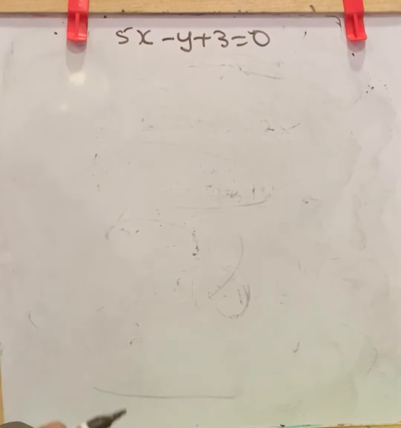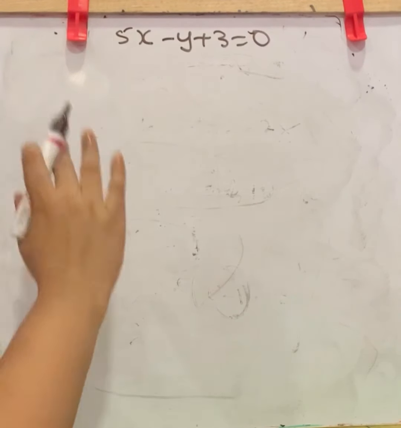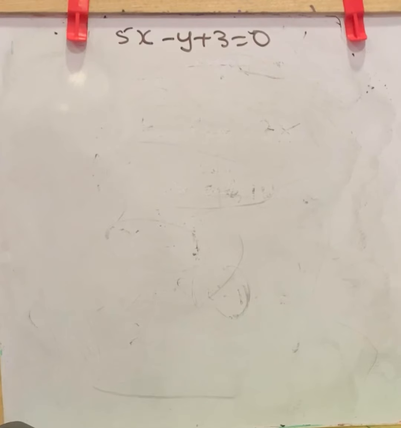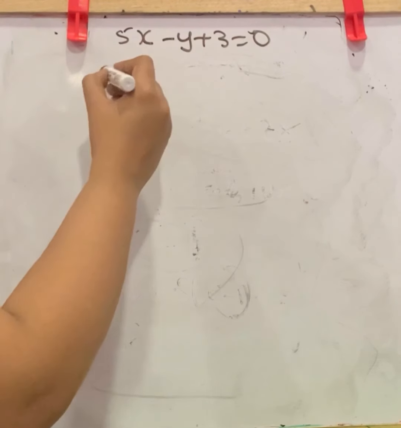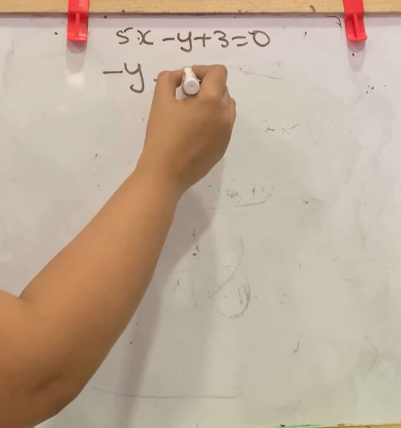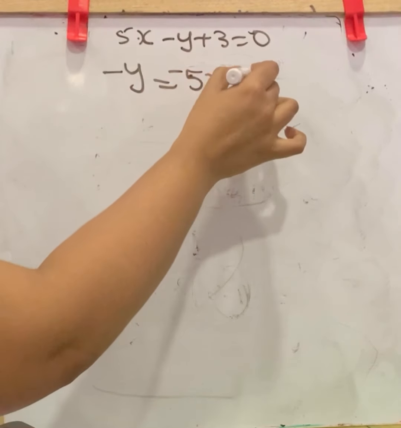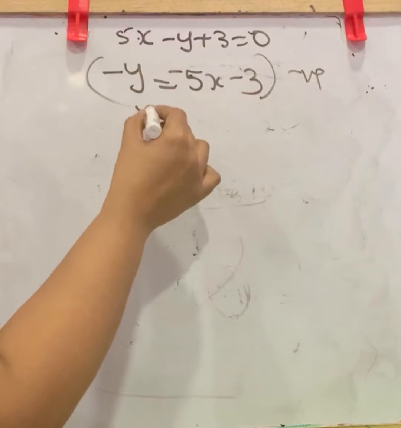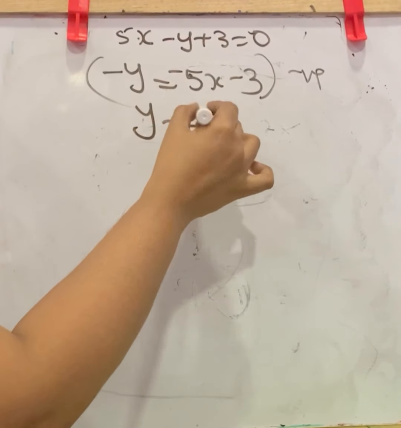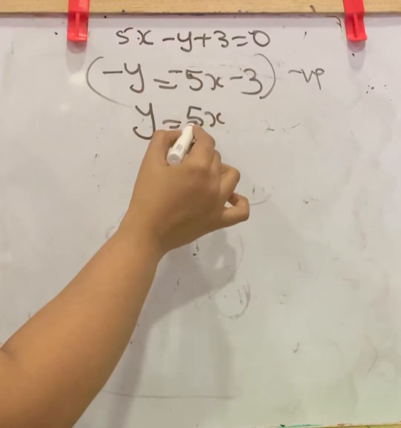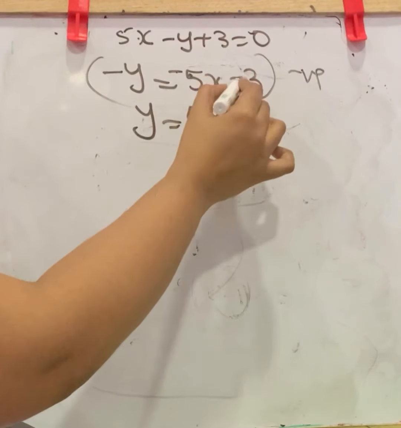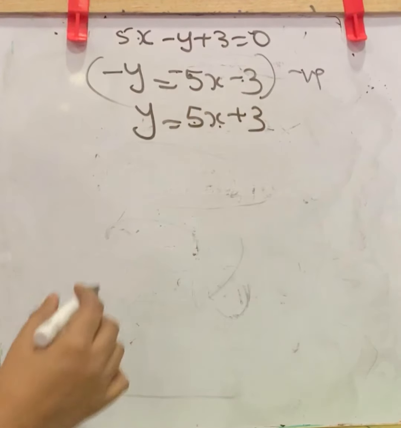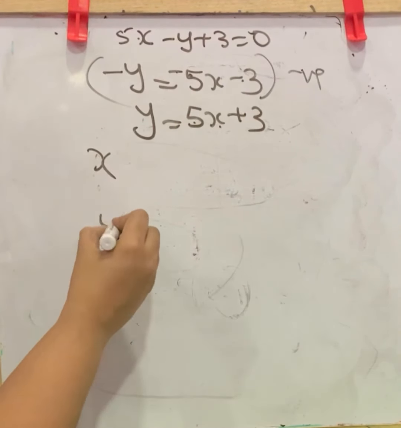Now we will draw the graph for the given equation. From this we will rearrange it in y equal to form. Minus y, keep it there: minus 5x minus 3. We will multiply with a negative so that it becomes positive y. Negative into negative 5x is positive 5x, negative into negative 3 is positive 3. This is y. Now we can substitute x and y values.